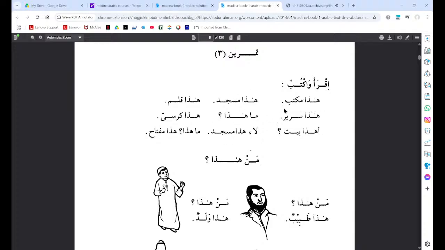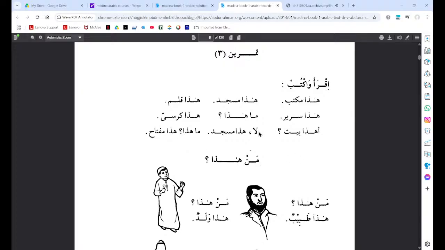هذا مكتب. This is a desk. هذا مسجد. This is a masjid. هذا قلم. This is a pen. هذا سرير. This is a bed. ما هذا؟ What is this? هذا كرسي. This is a chair. أهذا بيت؟ Is this a house? لا. هذا مسجد. No, this is a masjid. ما هذا؟ هذا مفتاح.